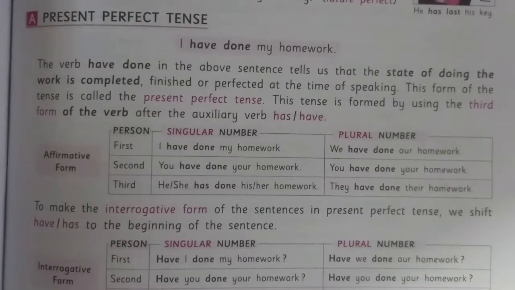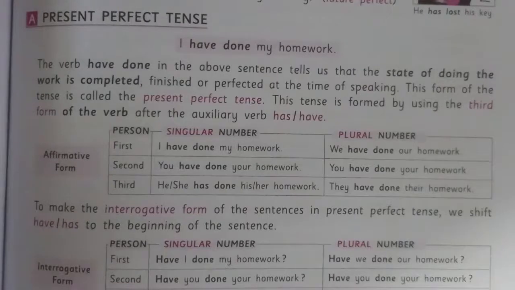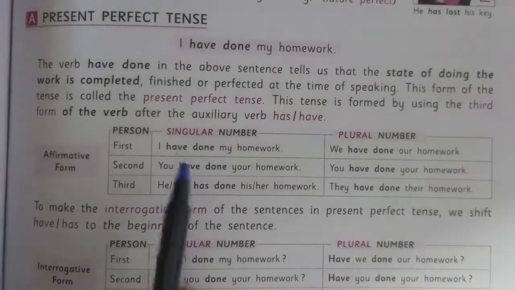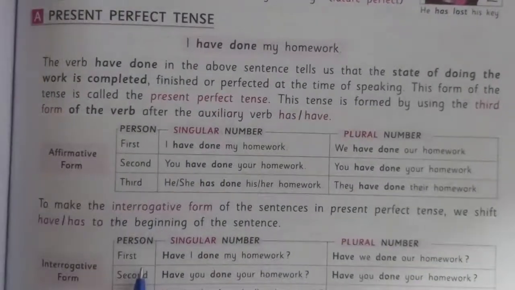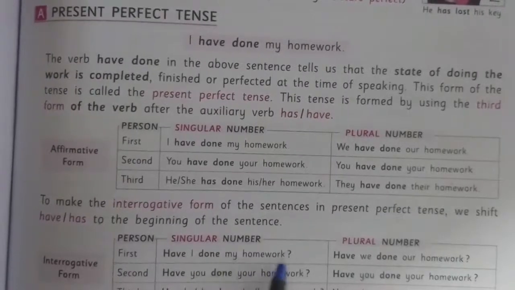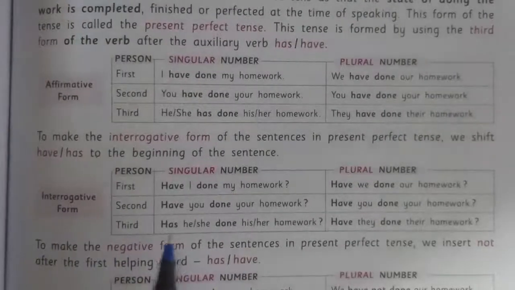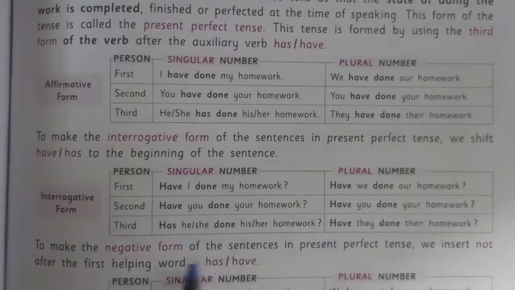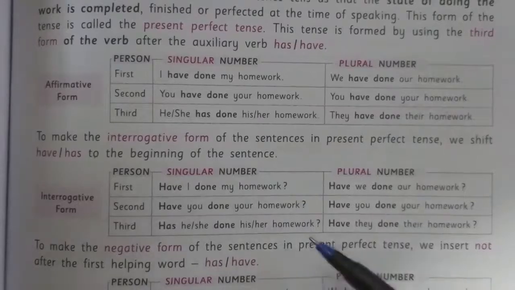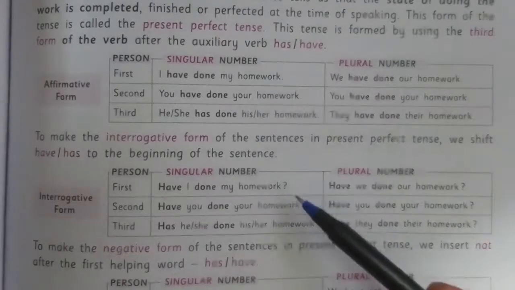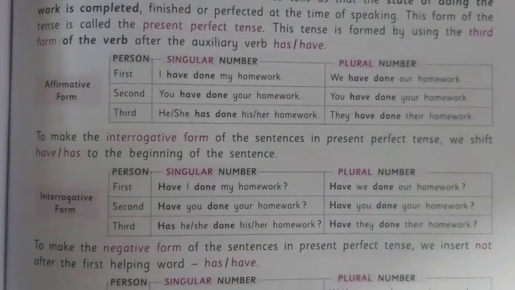Now if we are told to form interrogative sentences in present perfect tense, we shift has or have to the beginning of the sentence. So this have or has is going to be shifted to the beginning. So you can see over here, have I done my homework, with the same example. Have you done your homework? Has he done his homework? Has she done her homework? Then put the question mark. As I told earlier also, don't forget to put a question mark when we are forming interrogative sentences.